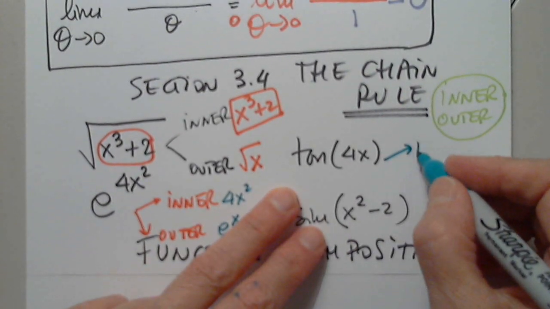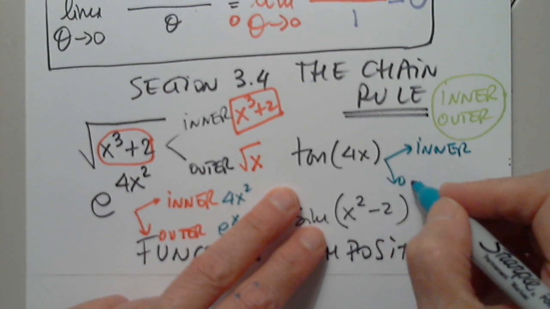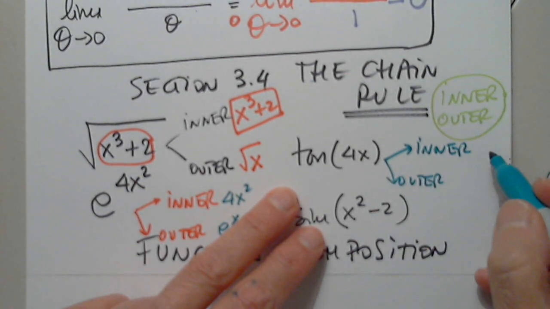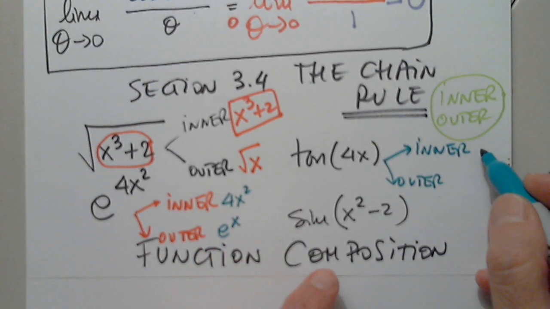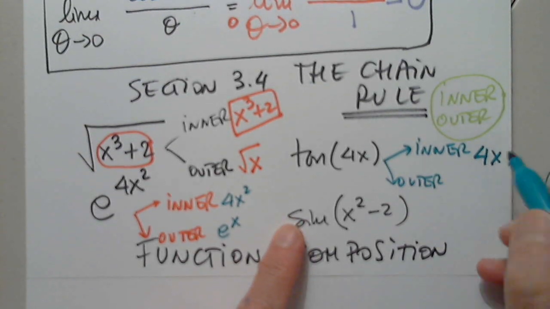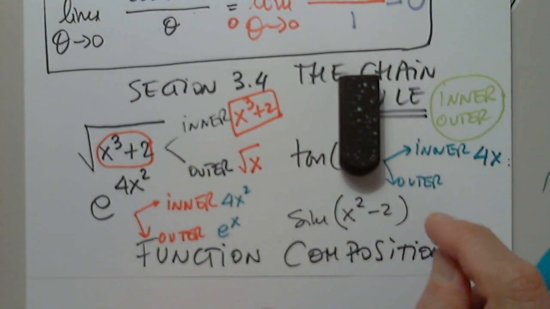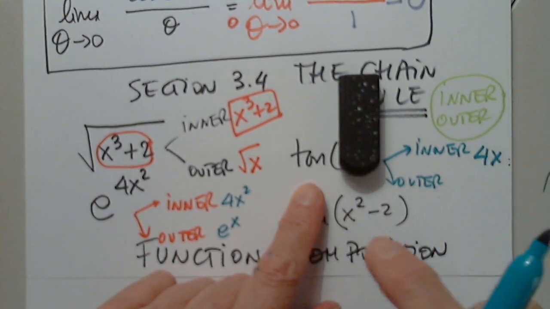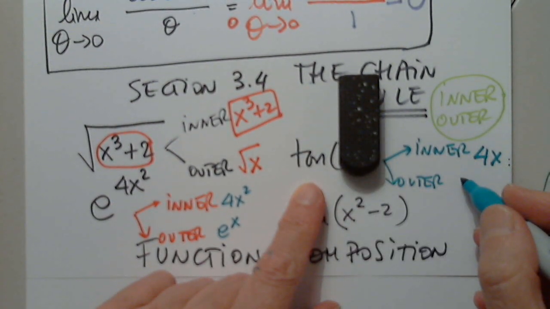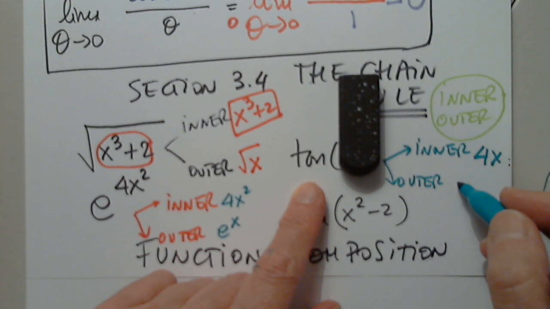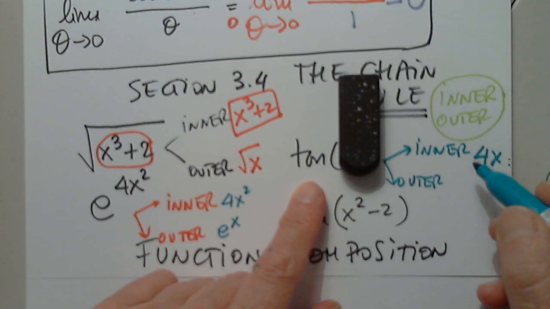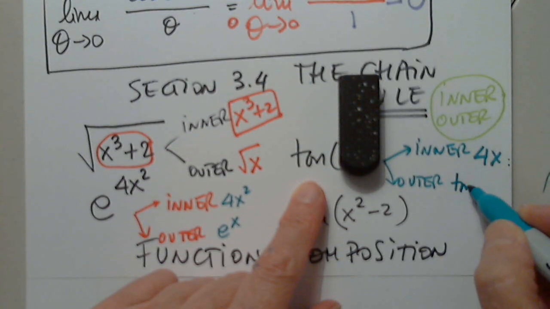Next one. Inner, outer. Which is the inner function? Would that be 4x? Excellent. When I'm done and I get one number here, which original function do I apply to this number? My marker is drying out. Tangent x. Thank you so much.